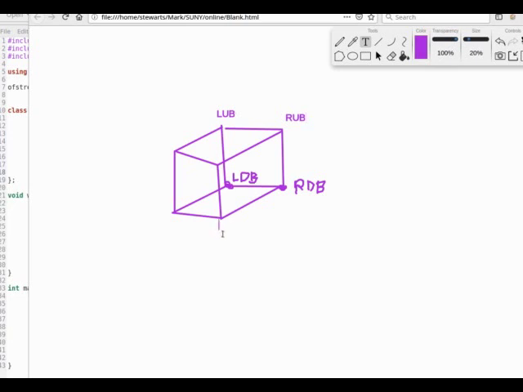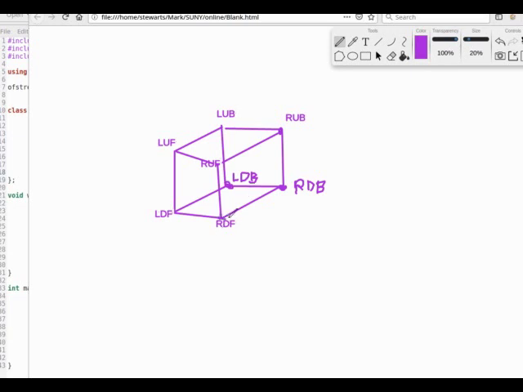And this one would be, let's do this one next. This would be left, up, and front. This would be left, down, and front. And this one would be right, down, and front. And finally this one would be right, up, and front. Okay, so we're going to try to create an STL file to represent this shape. So I've now named my vertices.